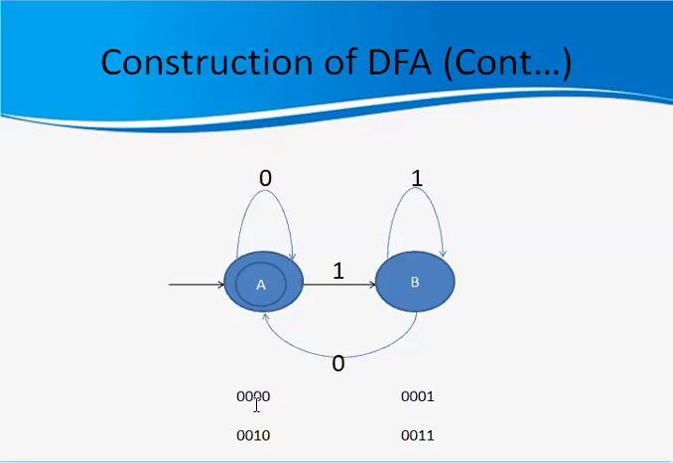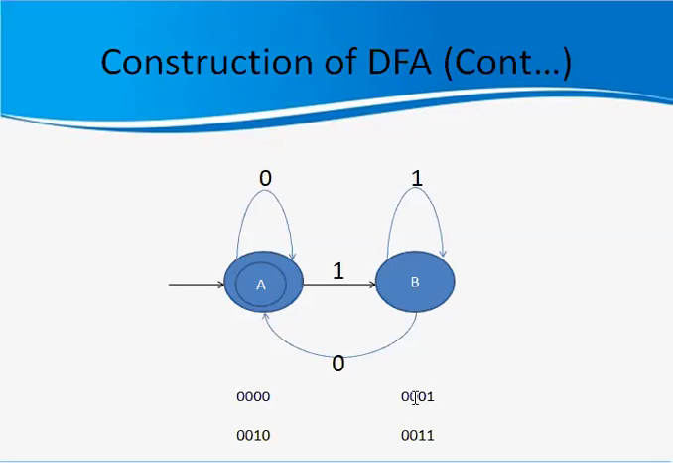So we can say this input string, when interpreted as binary number and converted to decimal and divided by 2, gives 0 as remainder. Similarly, this number 0010 is equivalent to decimal number 2 and it gives 0 as remainder when divided by 2.